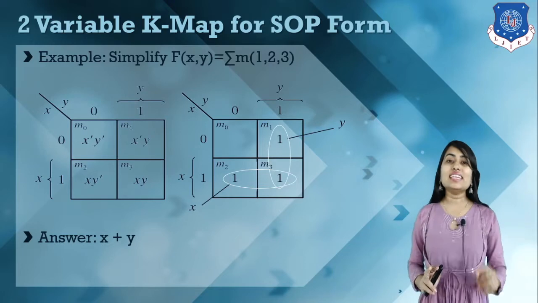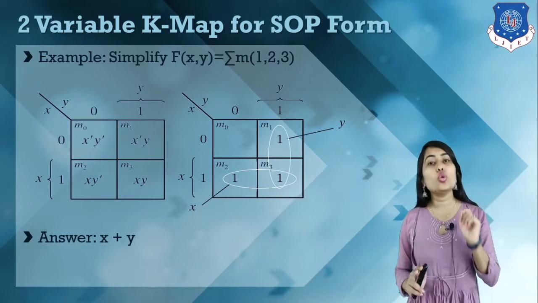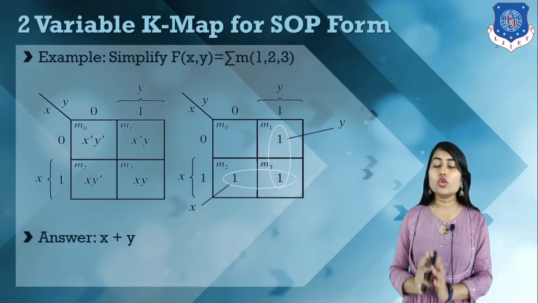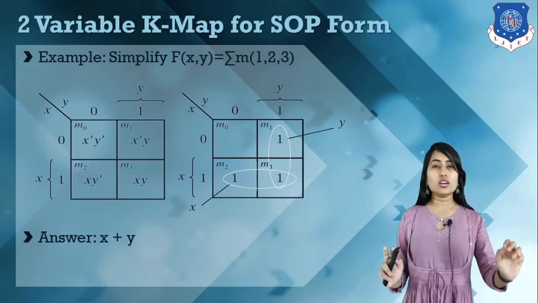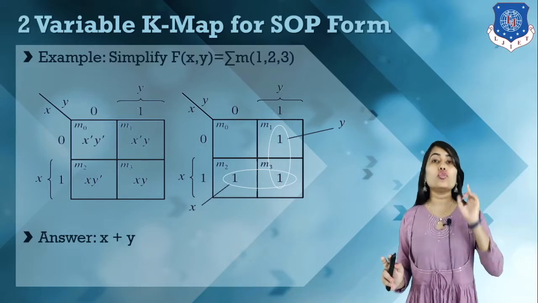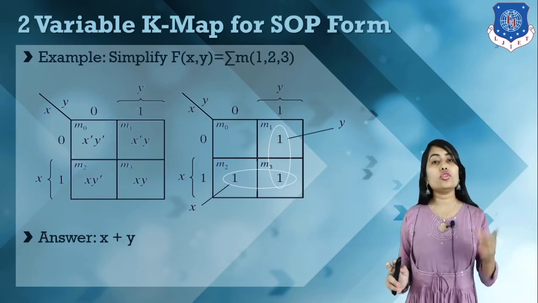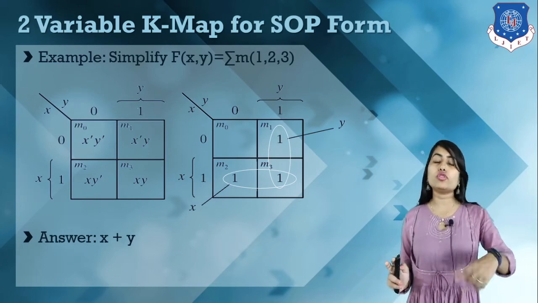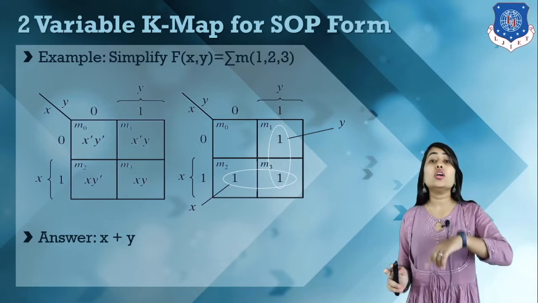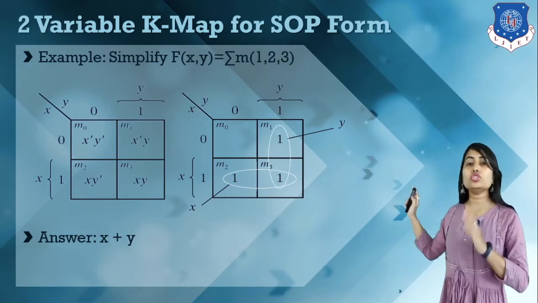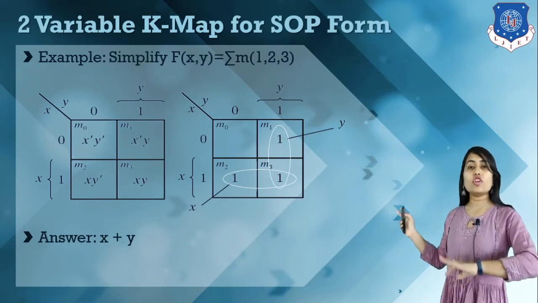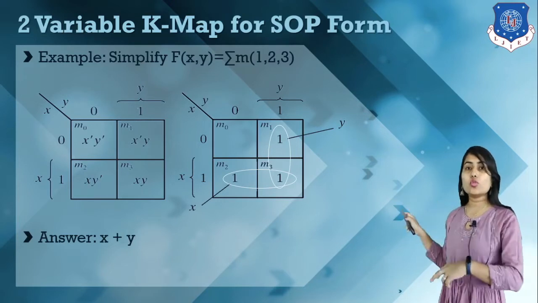Remember, in a K-map it is necessary to make a smaller number of groups with big size. Whenever we have a group of 4, we first make a group of 4, then go for a group of 2, and then a group of 1. Here we can't make a group of 4, so we try for a group of 2. Yes, we can make a group of 2 like this.